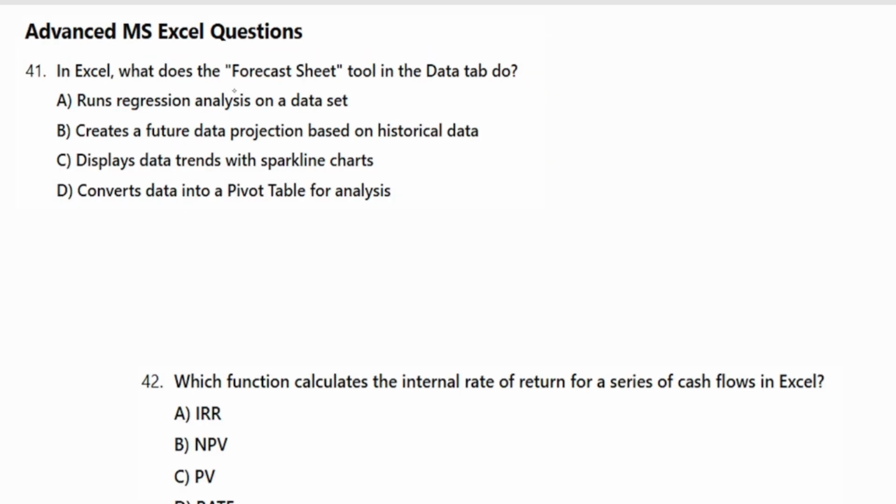Move to the next question. In Excel, what does the Forecast Sheet tool in the Data tab do? So for the Data tab, the correct option is Forecast. Basically, the Forecast Sheet is a tool that helps to project future values based on existing data trends. It is useful for sales and budget projections. So the correct option here is to create a future data projection based on historical data. Option number B is the correct one. Now move to the next question.